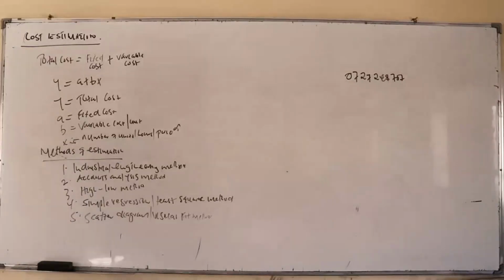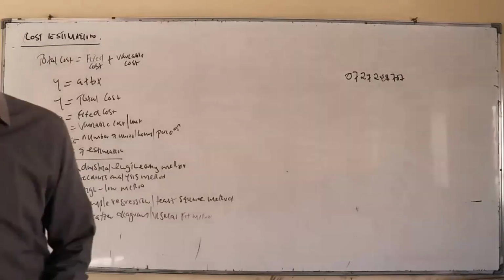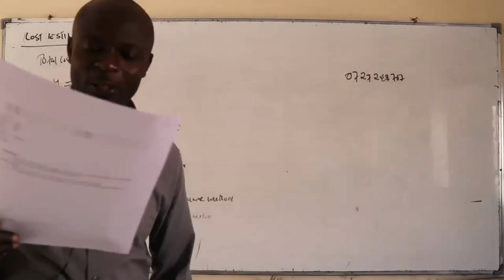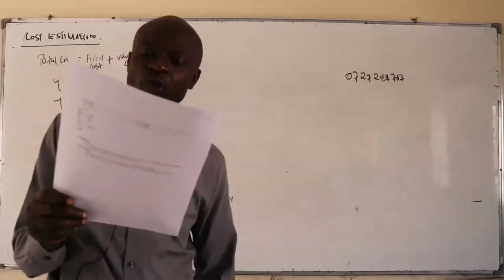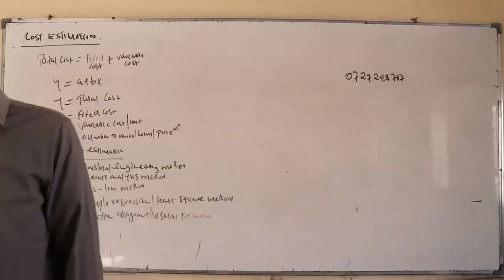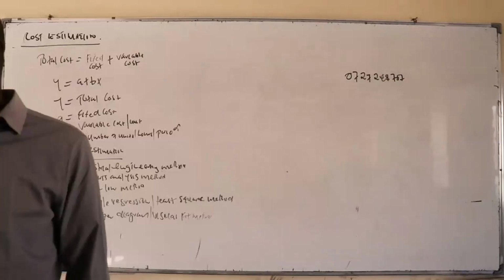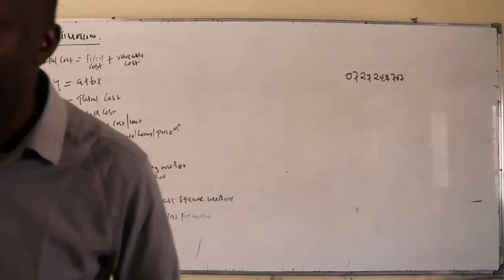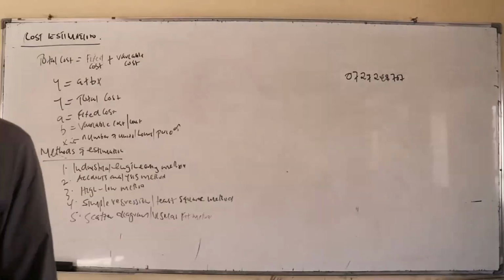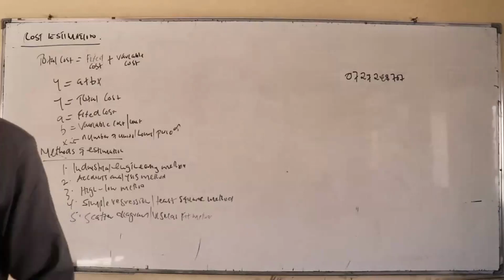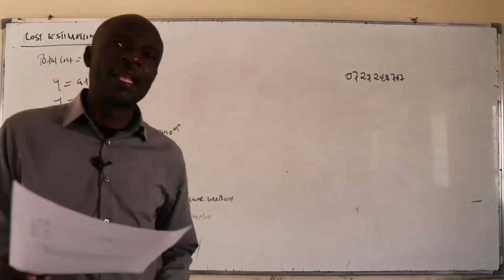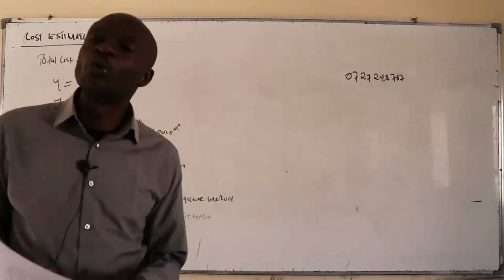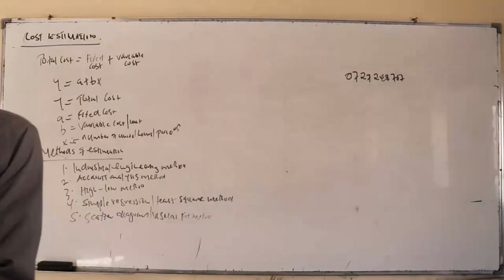That is industrial engineering. We go to method number 2, the account analysis method. It involves examining cost drivers and classifying them as either fixed or variable costs. These costs are then used to establish an estimation equation in the form of y equals a plus bx. So you examine the cost drivers, classify them as fixed or variable, and then use them to establish an estimation equation in the form y equals a plus bx.